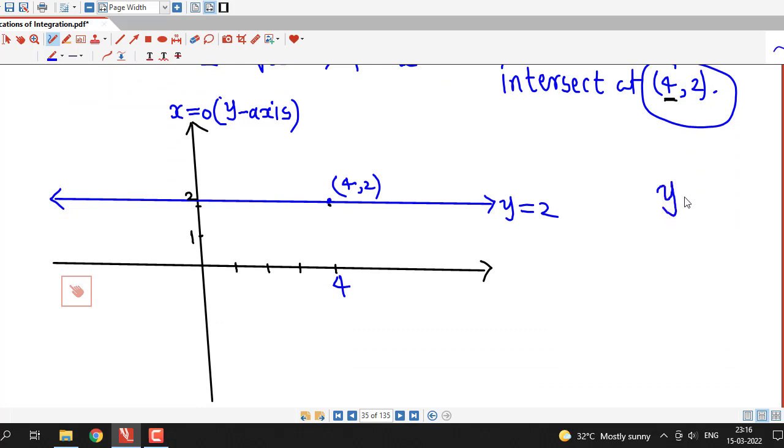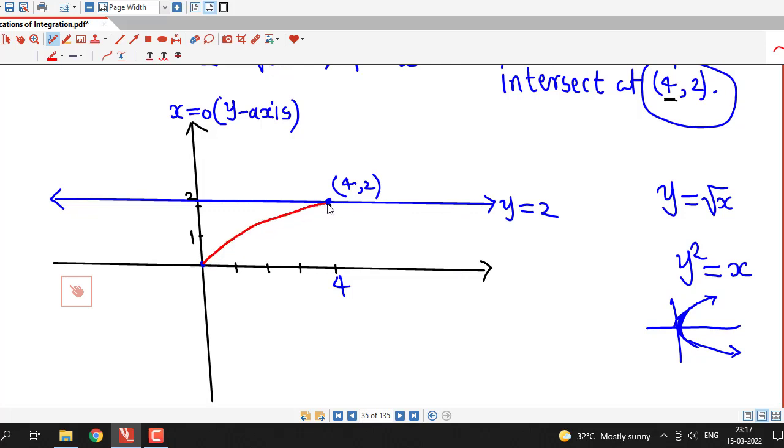and we are familiar with the graph of y equal to square root of x. It is nothing but the parabola y square equal to x, and it is in this shape. It opens to the right side. This is the graph of y square equal to x, and here it is passing through 4, 2 and 0, 0. So we consider the graph between these 2 points, the graph of the parabola between this y equal to 2 and x axis. So it may look like this. This is the graph of y equal to square root of x.